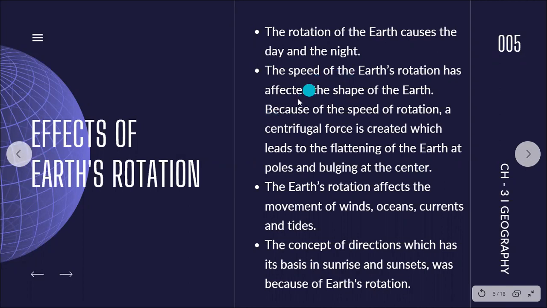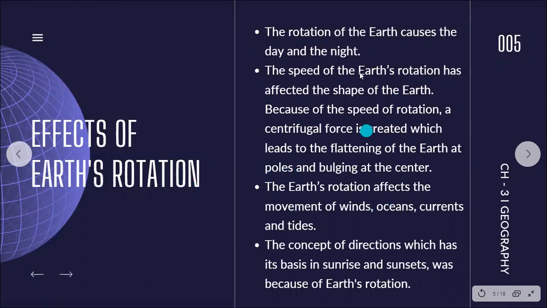Then the speed of the Earth's rotation has led now, because Earth rotates at a very high speed. I don't know if you all know this or not, but I think at the equator it is 1600 or 1500 kilometers per hour, right? So that is the speed by which Earth rotates at the equator, and because of this speed, a centrifugal force is created that leads to the flattening of the Earth at the poles and bulging at the center. So it gives shape to Earth.